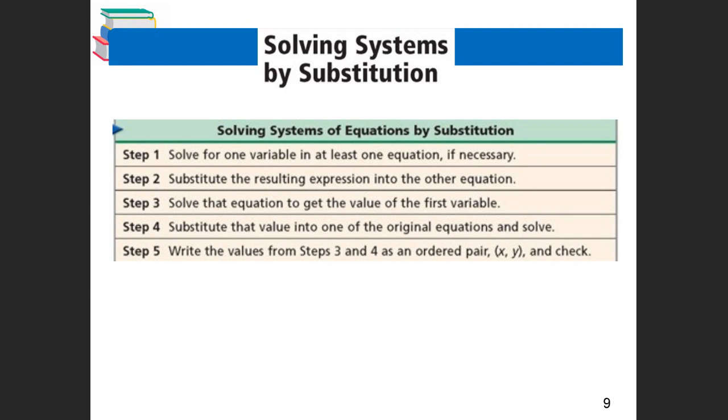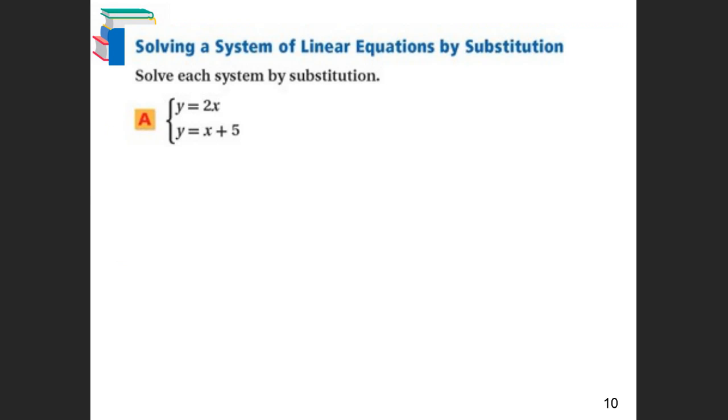Here's an example. y is equal to 2x, y is equal to x plus 5. Now, one of the equations has to be either y is equal to or x is equal to. Now, in this problem, they're both y is equal to. Awesome. Because substitution means we know y is equal to 2x. They tell us y equals 2x. So in the second equation where we see y, we substitute 2x into it. That's why it's called substitution. We're taking what we know y is equal to and substituting it into the other equation.